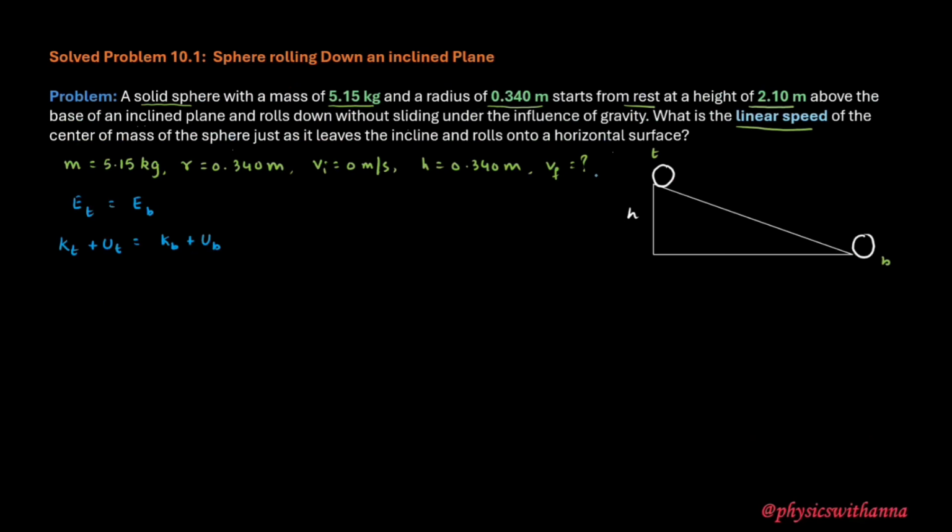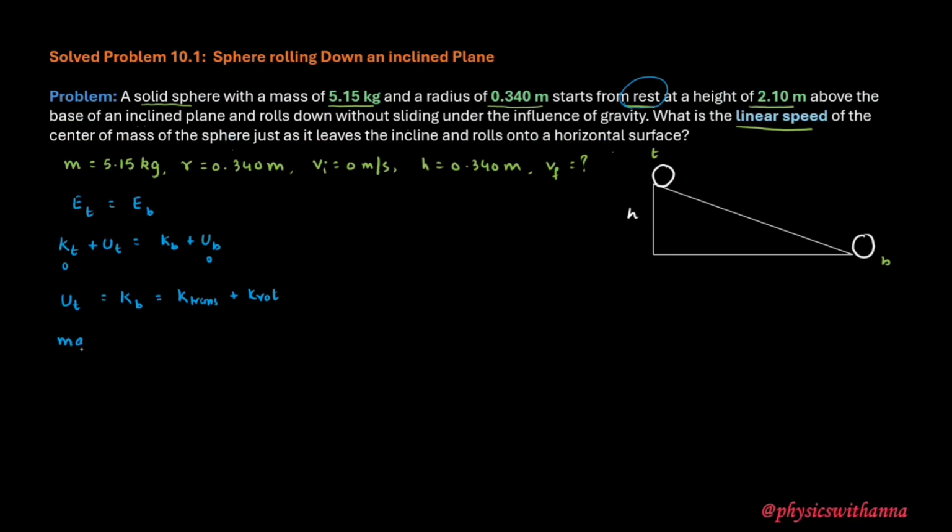Now kinetic energy at the top will be 0 since the sphere was initially at rest. So its velocity is 0 and hence the kinetic energy is 0. Potential energy at the bottom will be 0 because at the bottom the sphere is not raised at any height, so it has no gravitational potential energy. So you are left with potential energy at the top to be equal to kinetic energy at the bottom. Now kinetic energy at the bottom is the sum of translational kinetic energy and rotational kinetic energy. So now let's substitute the formula for each of them.